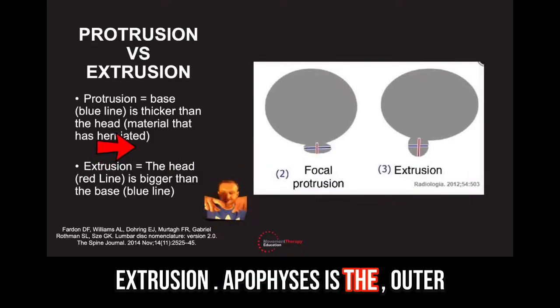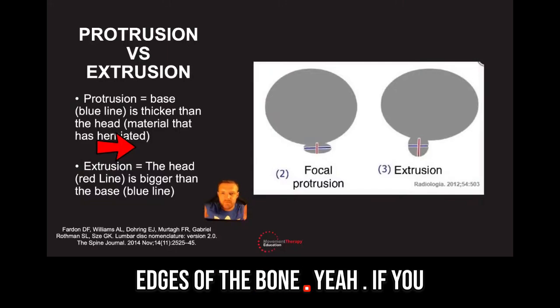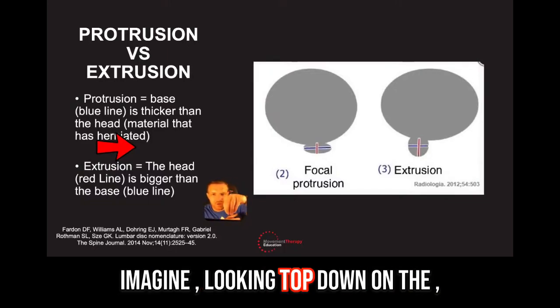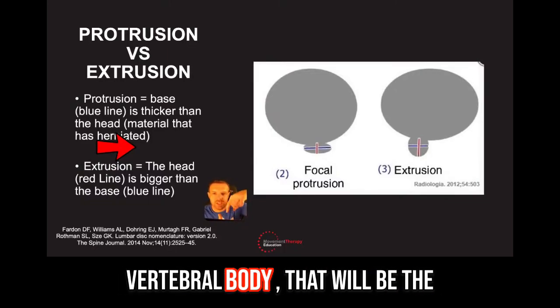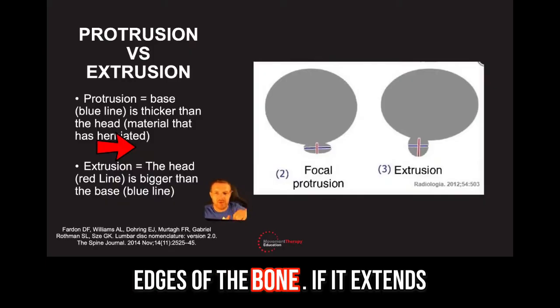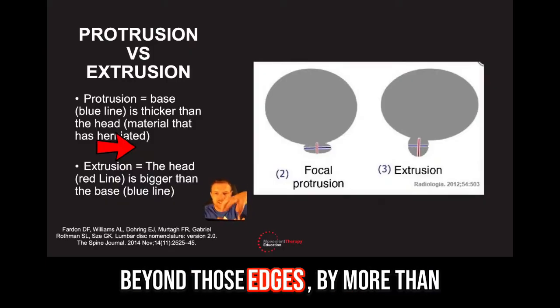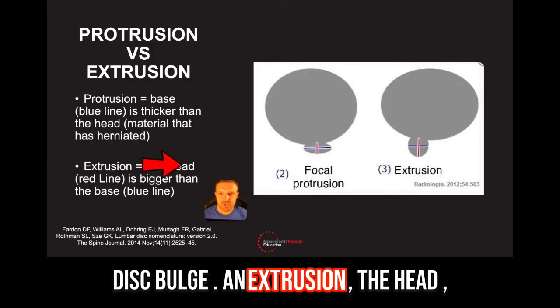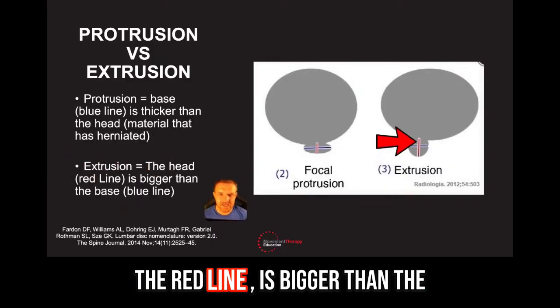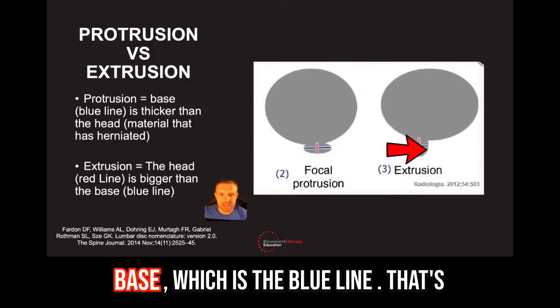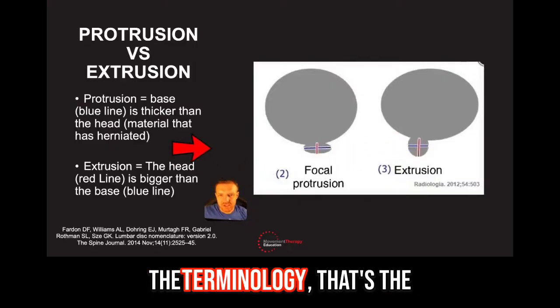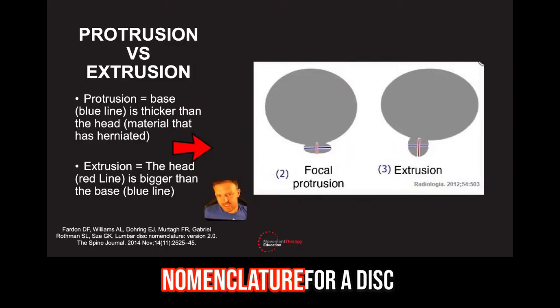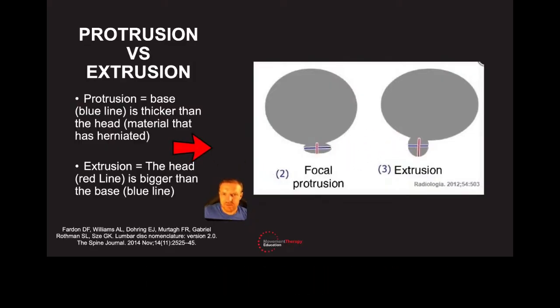Apophysis is the outer edges of the bone. If you imagine looking top down on the vertebral body, that will be the edges of the bone. If it extends beyond those edges by more than 25%, then that's a disc bulge. An extrusion, the head, the red line, is bigger than the base, which is the blue line. That's the terminology. That's the nomenclature for a disc bulge.